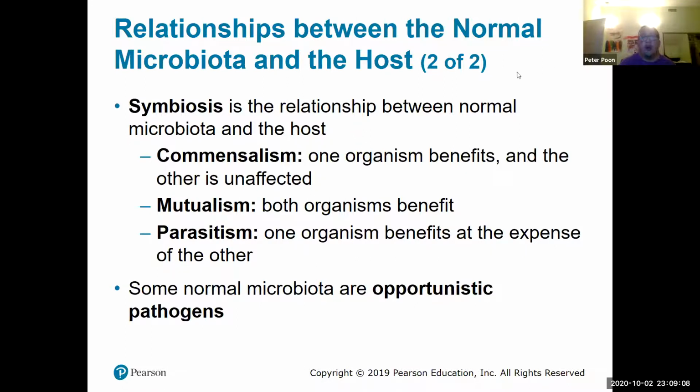So, the relationship between the normal microbiota and the host. The theory of symbiosis. Sym, same; bios, life. So, shared life is the relationship between normal microbiota and host. Symbiosis comes in three forms: mutualism, commensalism, and parasitism. Mutualism is where both organisms benefit.